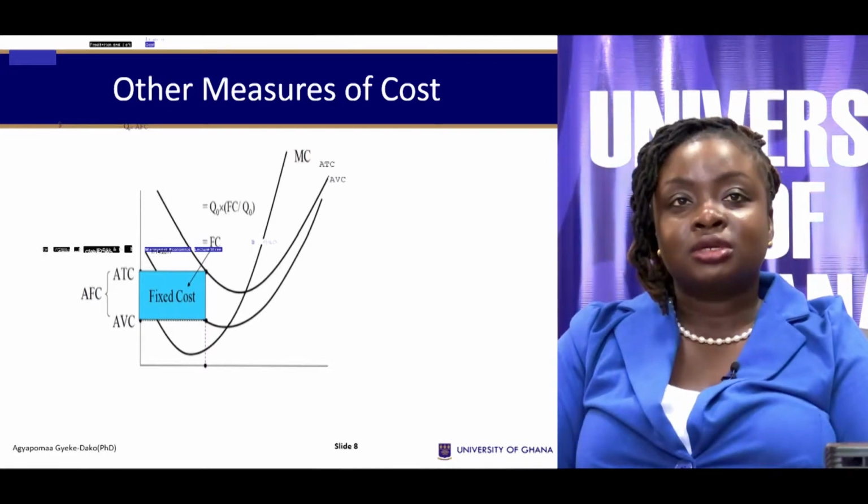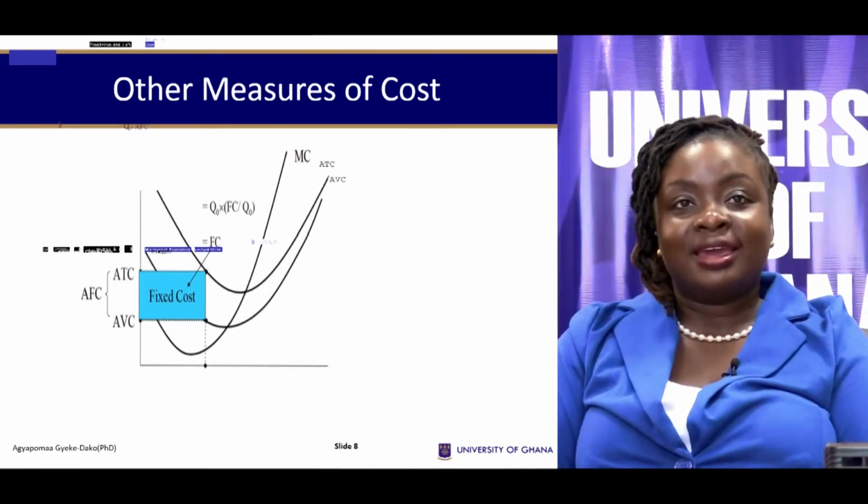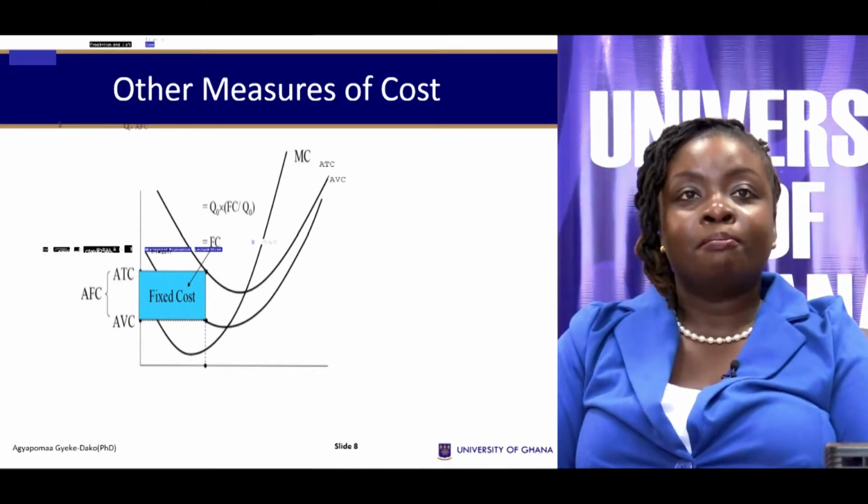We've already established a relationship between marginals and averages. So we can bring that same principle here. Whenever the marginal is below the average, the average should be falling. And when the marginal gets above the average, the average should be rising, which means that in this case, the marginal will cut the average from below and is going to be cutting it at its minimum.